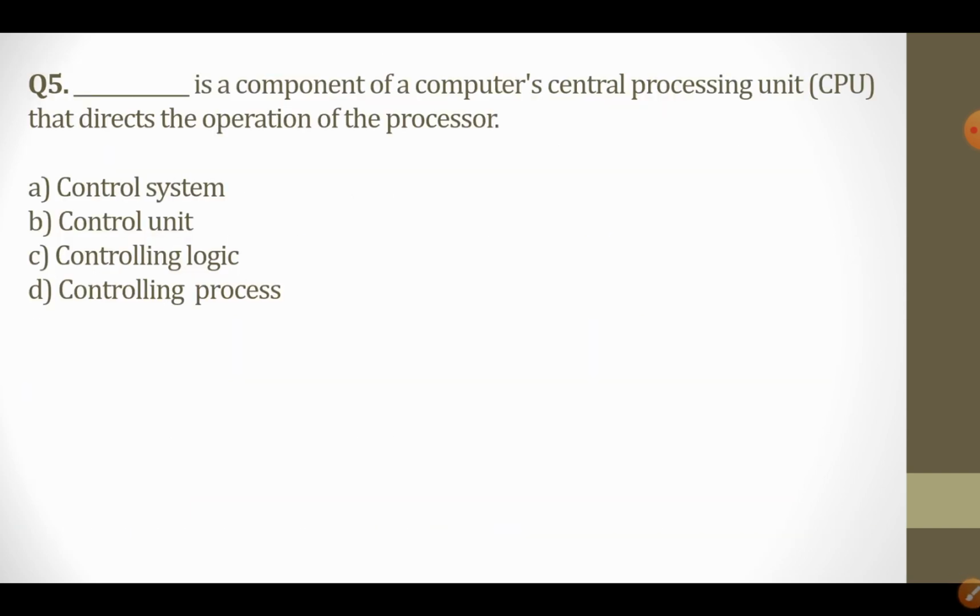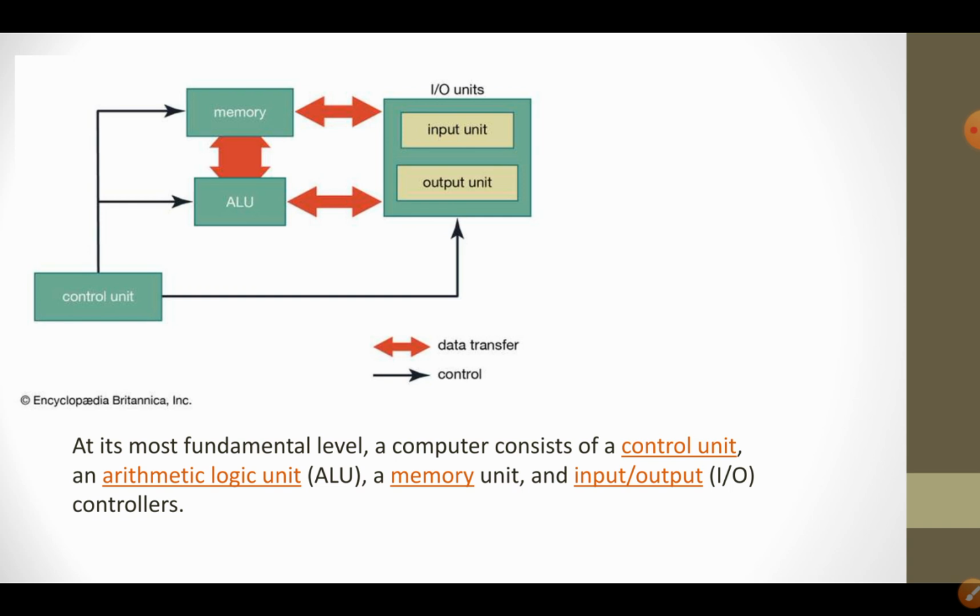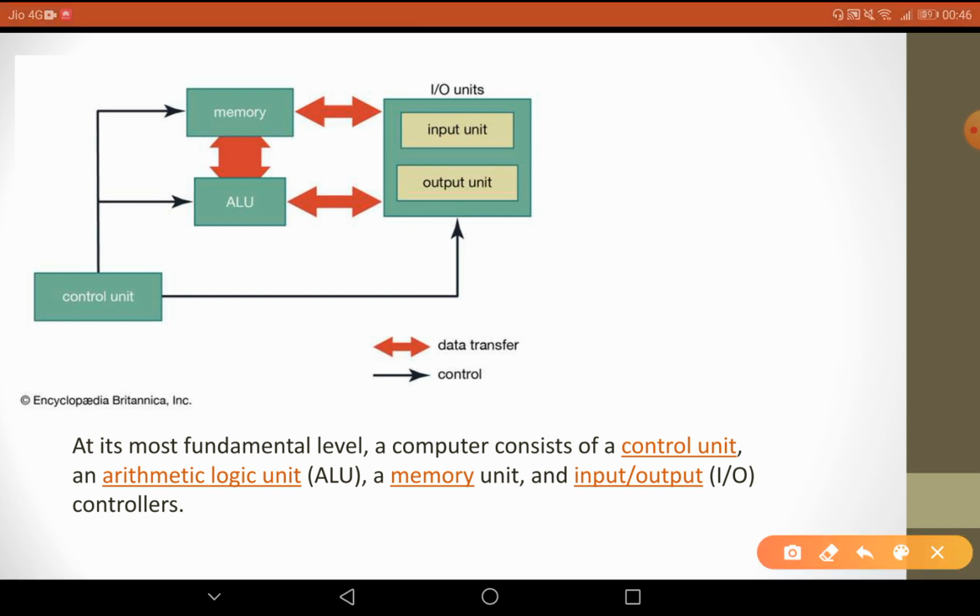The blank is a component of the computer's central processing unit, CPU, that directs the operation of the processor. So what do you think? What will be the answer of this question? So the right answer of this question will be control unit, option B. So you can see the picture of the control unit. In this picture you can see there is ALU. ALU means arithmetic logic unit. There is a memory, an input-output unit, which consists of input unit and output unit, and there is this control unit.